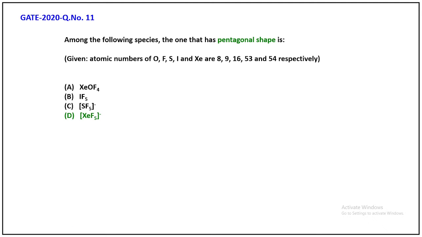So the question was, among the 4, which one has pentagonal shape? And the answer is XeF5 minus, the last one which we have derived. Okay.